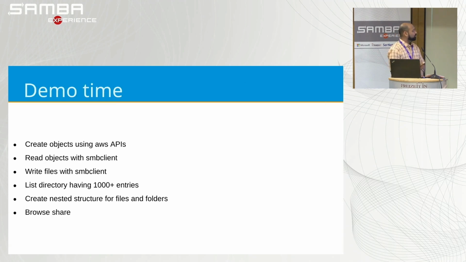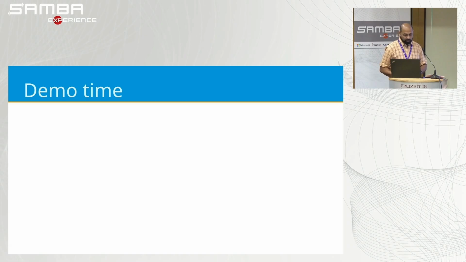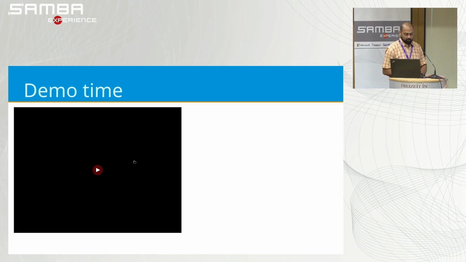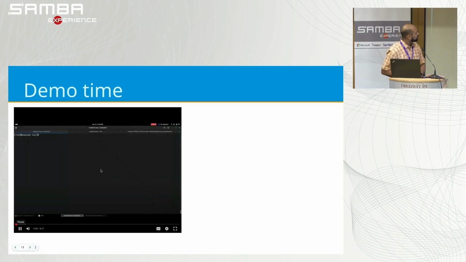So I have prepared a short demo, which will do all these things like creating objects using the AWS API. We'll read objects through the SMB client, write files, and list directories. Then we create some nested structures of files. We'll browse the share, and we'll run MD5 sums to check whether we have consistent data or not. I'll try to run it from here, but I'm not sure whether it's a smaller one. Let me know. I'll just run through the video.